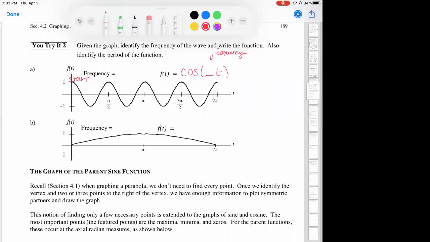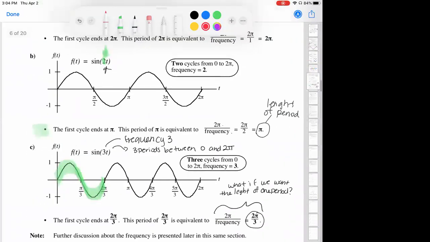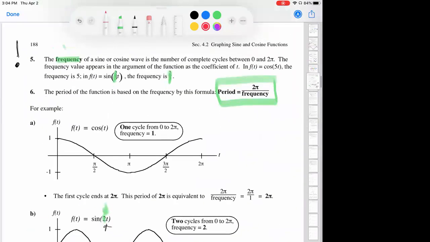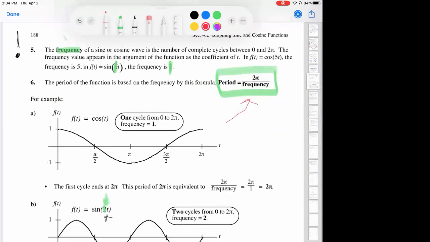So we can cheat in a way. We can take a look at our graph. We see that we have a starting point, so let's work our way through one cycle. Start low and start again. Where do we stop? We stop at pi over 2. Right, so we know the length of one cycle. And our formula above is, what did it say? Period equals 2 pi divided by your frequency.